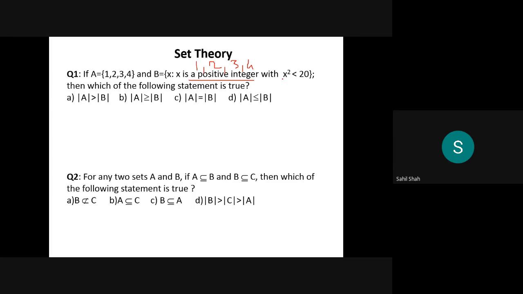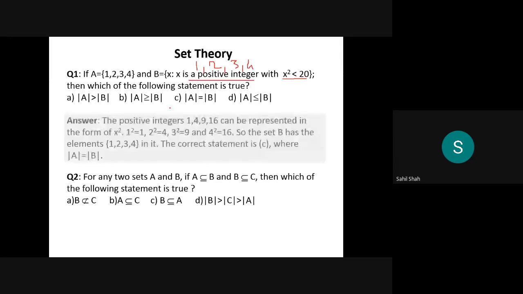Again, there is one more restriction. The value of square should be less than 20. So both the sets are exactly equal: 1, 2, 3, 4. So the answer is in front of you. We would have option C as the correct one, A equal to B.